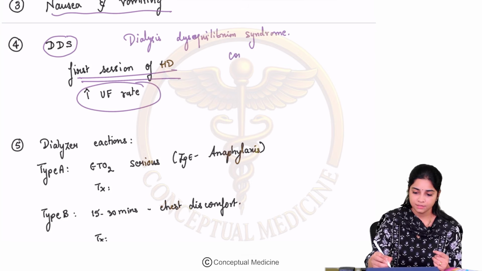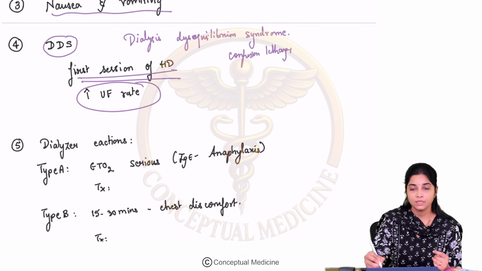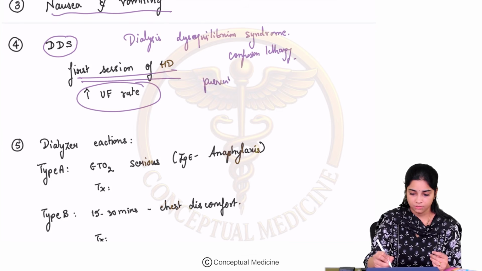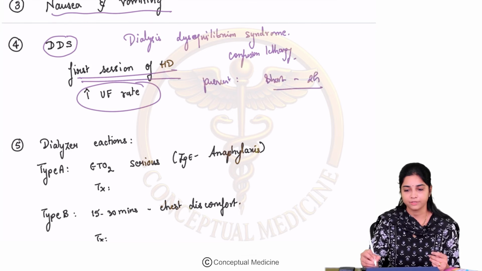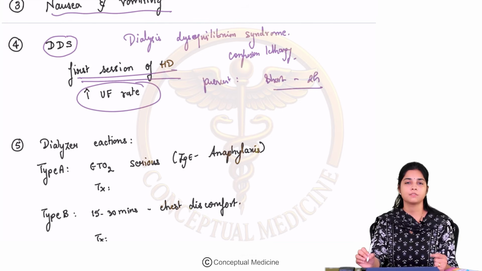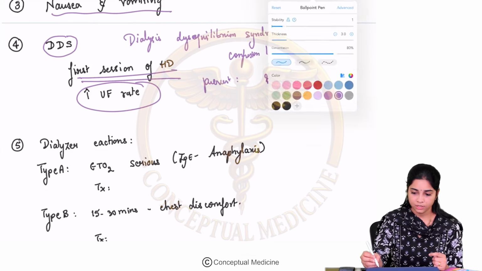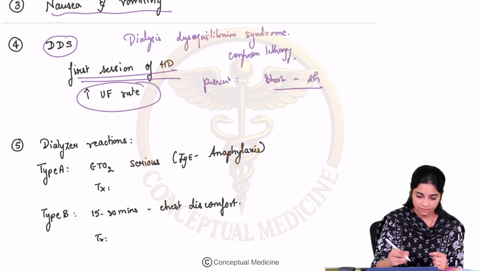So what happens here? The patient has a lot of confusion, lethargy and a lot of other CNS complications. So how do you prevent this? You ensure that the first session of HD is short. It is only about 2 hours. And also you ensure that sodium modeling is done. Then let us look at these dialyzer reactions.